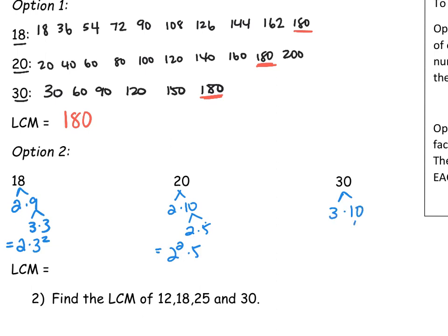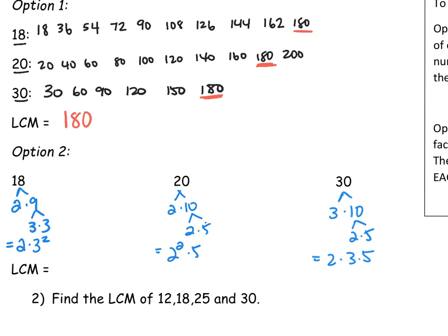30 is 3 times 10. 10 becomes 2 times 5. So this is 2 times 3 times 5. Now, as I stated, the least common multiple is a number that's larger than any of the individual numbers. So it's going to be something bigger than 18, 20, and 30. And quite honestly, it's probably going to be quite a bit bigger.